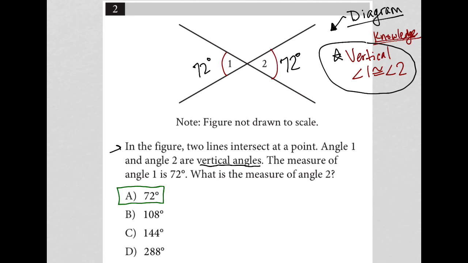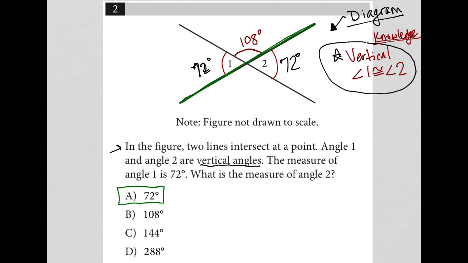Another way to think about this, even if you did not know about vertical angles, or if you did not remember about vertical angles, is maybe you remember about supplementary angles, right? So if this is 72 here, then I could say, well, this angle right next to it, which continues this straight line here that I'm tracing in green, we know that the angle measurement for a straight line is 180 degrees, and therefore this angle here must be 108 degrees.